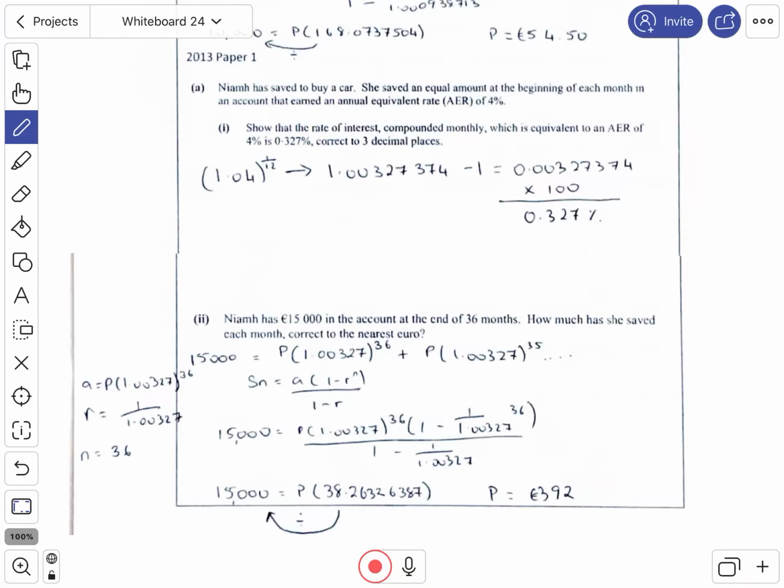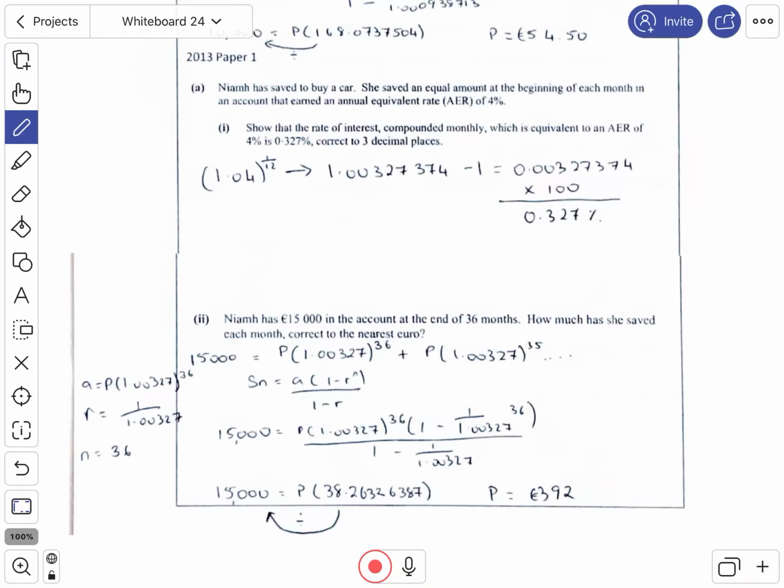It says Neve has saved to buy a car. She saves an equal amount at the beginning of each month in an account that earned an AER, an annual equivalent rate, of 4%. Part 1, now we'll always get a part 1 like this, it's just a nice handy start to it. It's saying show the interest rate compound monthly, which is equivalent to an AER of 4%, is 0.327, correct to 3 decimal places.